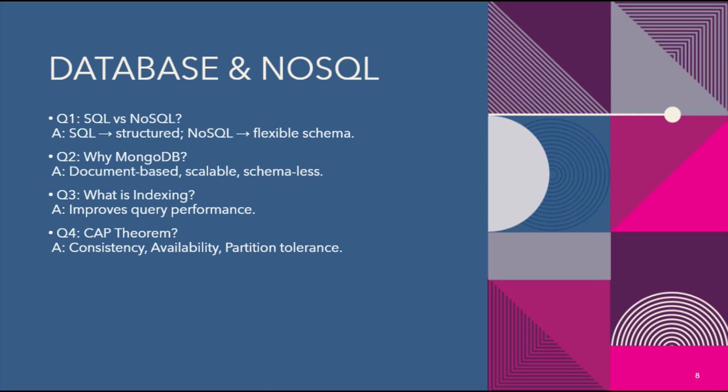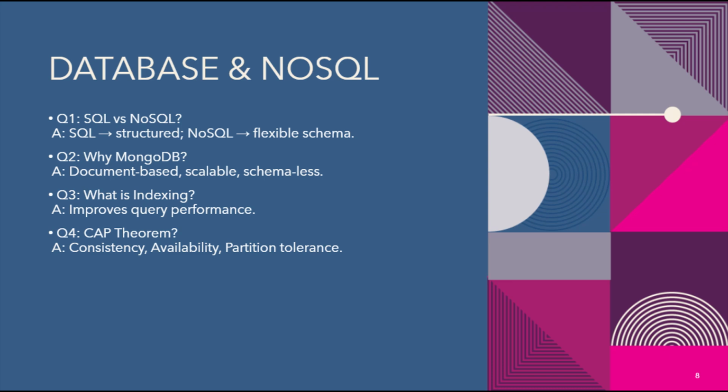Database and NoSQL. This role also mentions NoSQL and MongoDB, so this is an important area. SQL databases are relational and structured, while NoSQL databases are designed for flexible schemas, scalability, and handling large volumes of semi-structured data. MongoDB is a popular document-oriented NoSQL database where data is stored in JSON-like BSON documents. It is useful when schema flexibility and horizontal scaling are important. Indexing is another common interview topic. Indexes improve query performance by reducing the amount of data scanned, but they also add storage and write overhead.